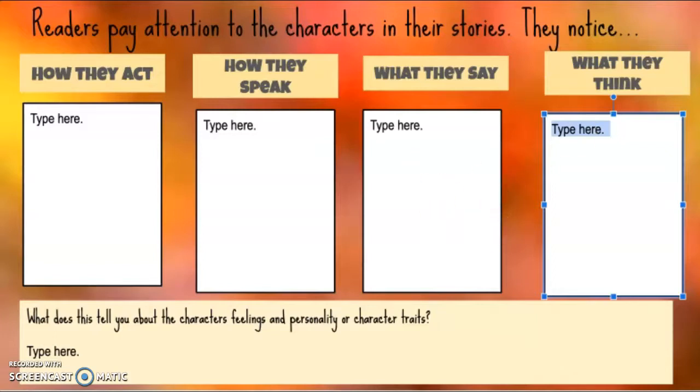And then here's where the real learning takes place, the real fun part. You need to look at all of the things that you jotted down about what the character says, how they say it, what they think, and how they act. And you're going to ask yourself, what does this tell me about the character's feelings and personality traits? And right here, if you can see my yellow circle when I click on things, you are going to jot down how the character is feeling.